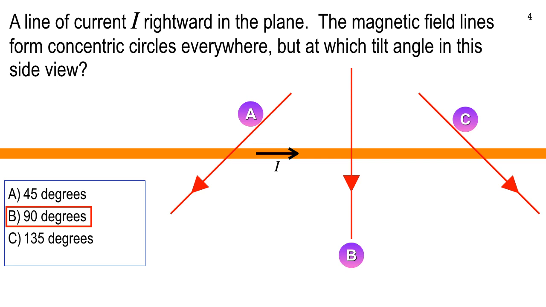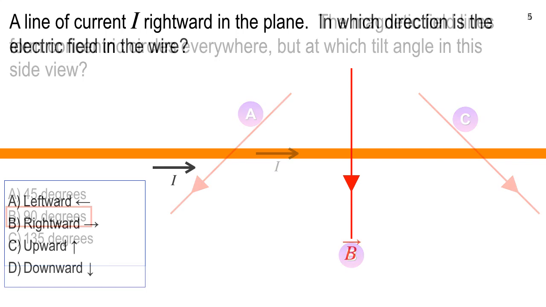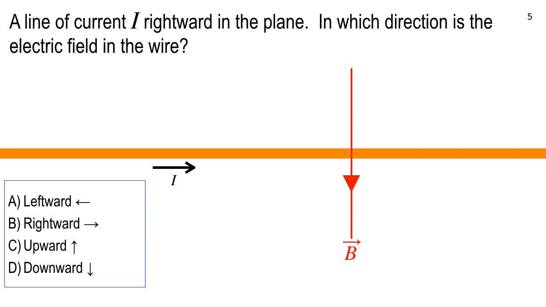And students, I want you to make very careful note of this because of the next question. Here's question 3. Same current, and we know the magnetic field lines are perpendicular. Okay, go ahead and vote. So the electric field in the wire.